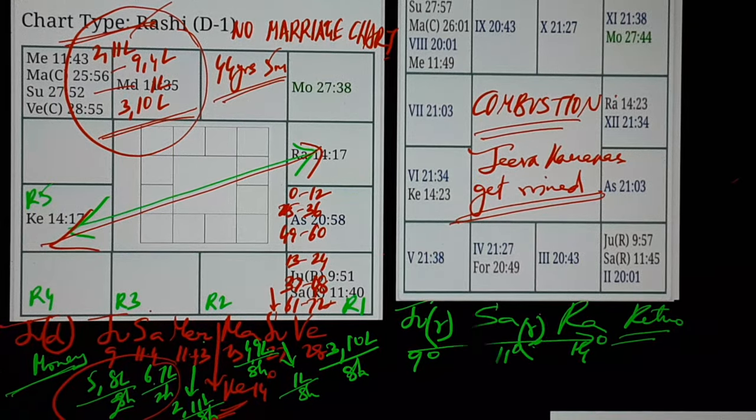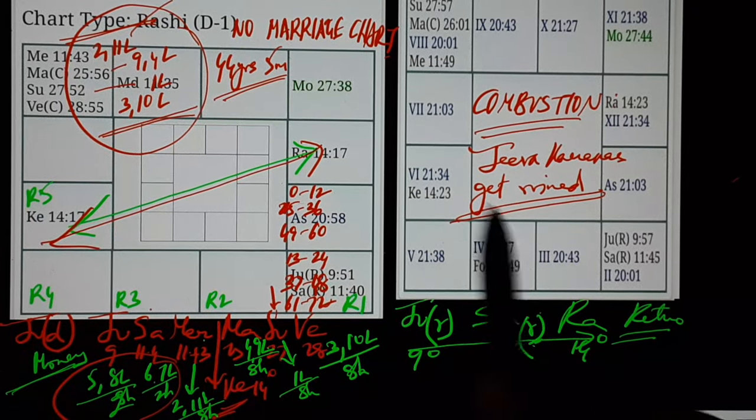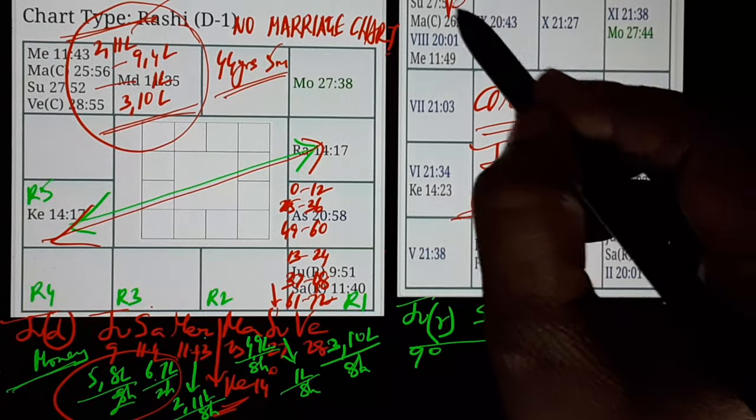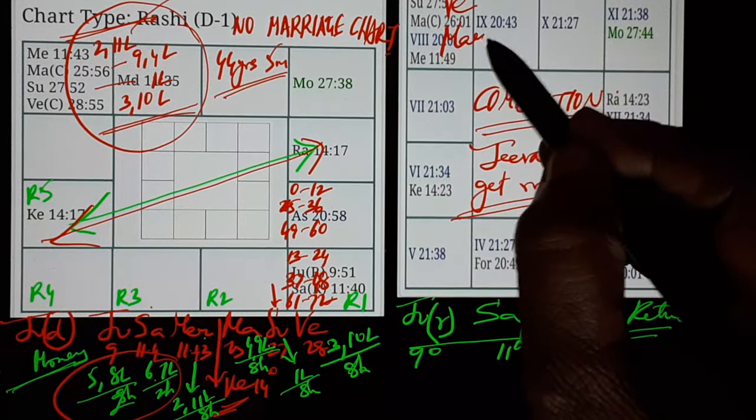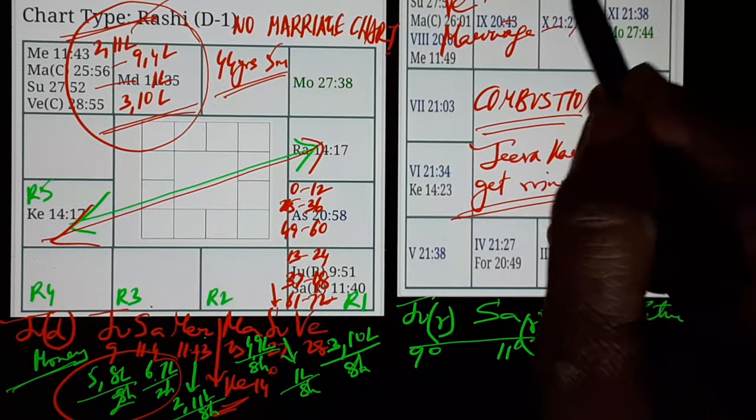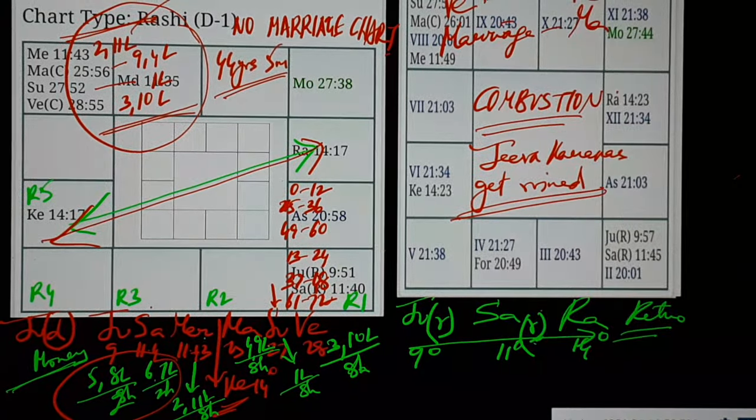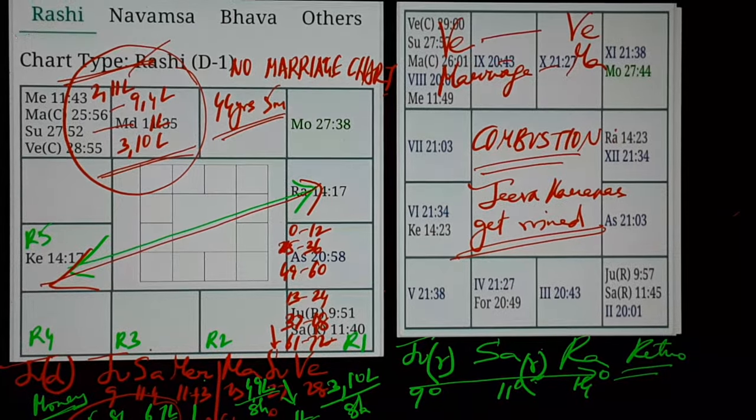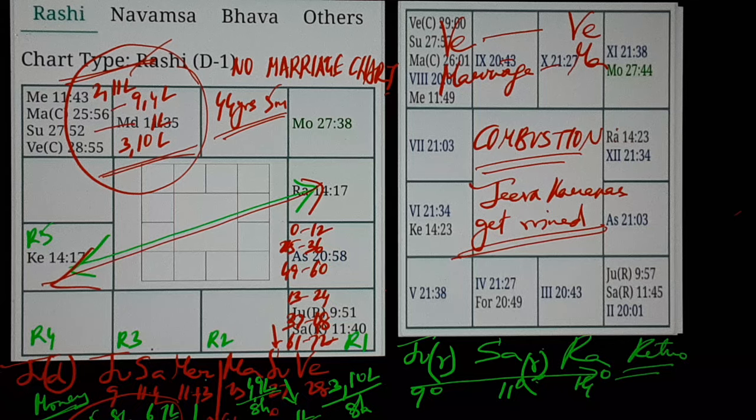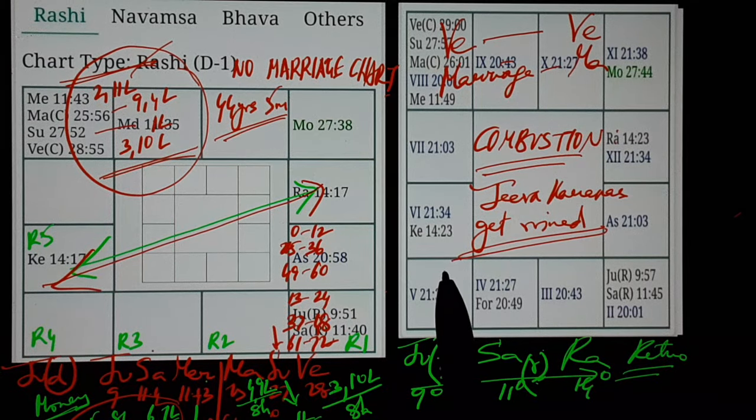Here, it being a super conjunction and super combustion, the native is facing difficulty getting into a relationship or into marriage in any way, as both Mars, the karaka of marriage, and Venus, the karaka of relationship, are combust in the chart. They are burnt.